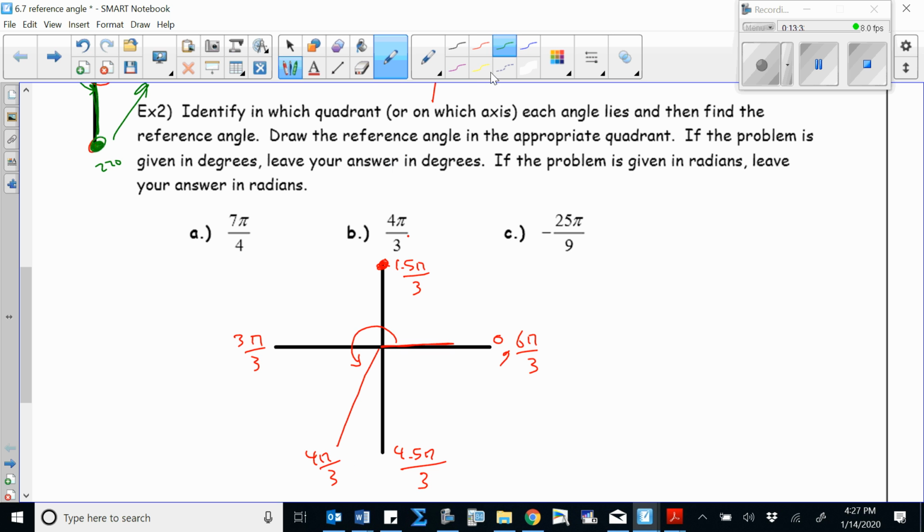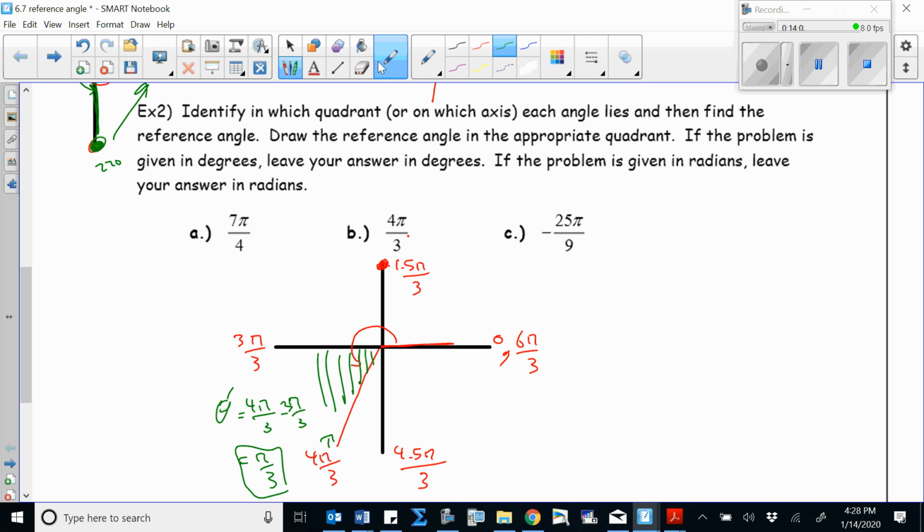Now, what is my reference angle? The distance between the terminal side and the x-axis. This is the reference angle. Theta prime is going to be 4 pi. Oh, I'm sorry. Let me fix that. 4 pi over 3 minus 3 pi over 3, which is equal to pi over 3. This is my reference angle.